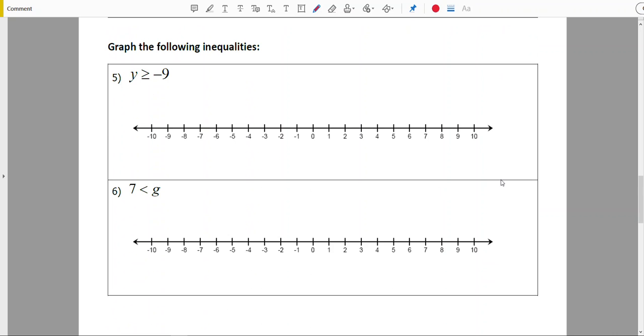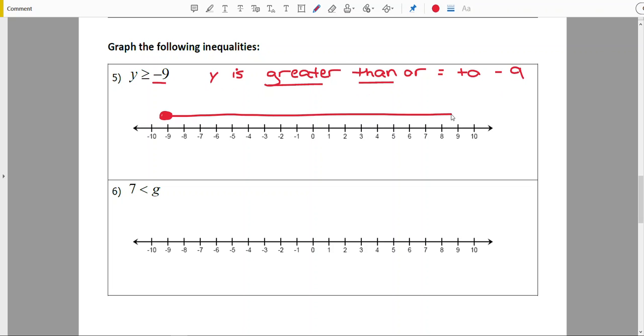For number 5 and 6, we actually have to graph them. So our number is -9, so I'm going to come to -9, and it's equal to. So I have to draw a shaded in circle. And then if I read this, it says y is greater than or equal to -9. So because it says y is greater than, I have to go towards the greater than numbers. And remember, arrows will go on forever. So y is greater than or equal to -9. And that was what your graph would look like.